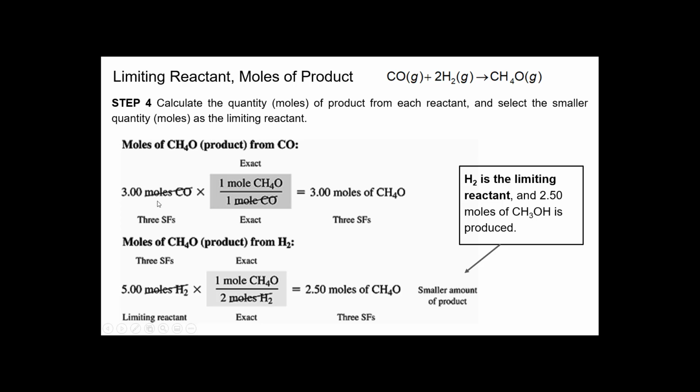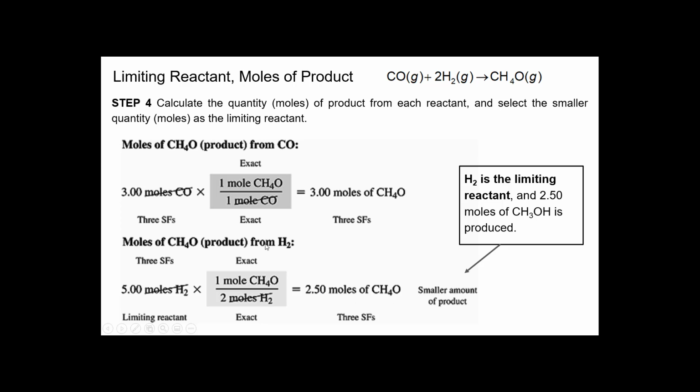So here we have 3 moles of CO. And we have 1 mole of CO, carbon monoxide, and 1 mole of methanol. This ends up producing 3 moles of methanol. Now, we need to know the product, how much we produce from hydrogen. So 5 moles of hydrogen is what was given to us in the word problem. And here we have 2 moles of hydrogen and 1 mole of methanol. And that produces 2.5 moles of methanol.